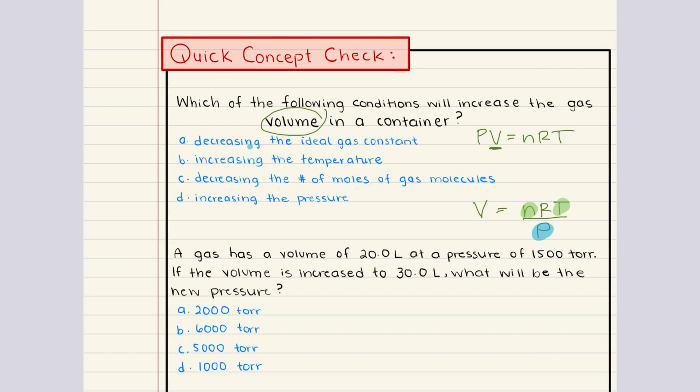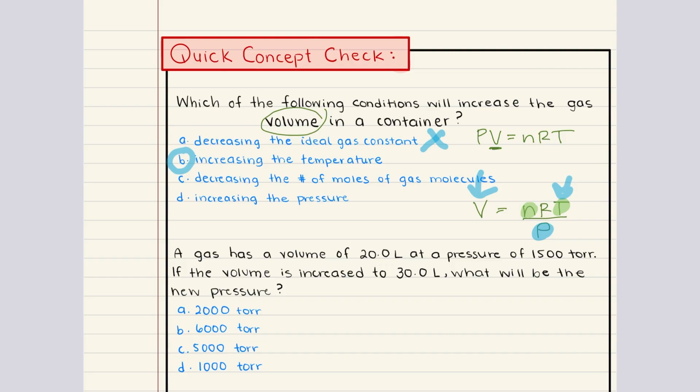A says decreasing the ideal gas constant. This is incorrect. The gas constant R is a fixed value, and it does not change under normal conditions. B says increasing the temperature. This is actually correct. Since volume and temperature are directly proportional, increasing the temperature will cause the gas to expand. B is our correct answer, but we're still going to work through C and D.